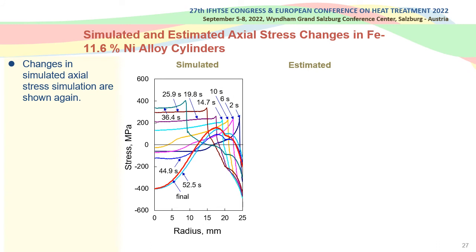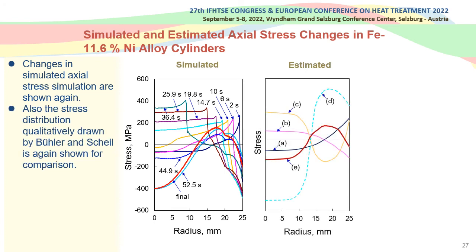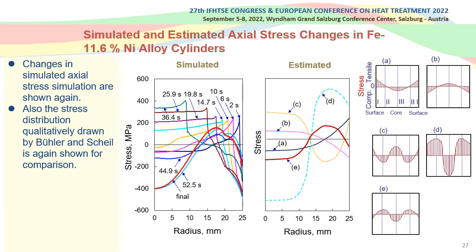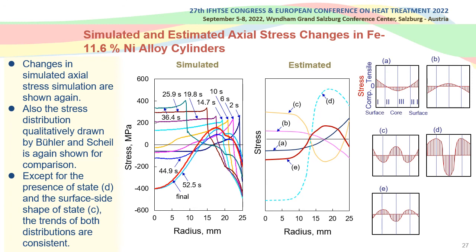The change in the actual stress obtained from the simulation is shown again. On the right side of the slide, the stress distribution qualitatively drawn by Buhler and Scheil is again shown for comparison. The ratio of the vertical axis has been adjusted for comparison. Except for the presence of state D and the surface side shape of state C, the trends of both distributions are consistent.